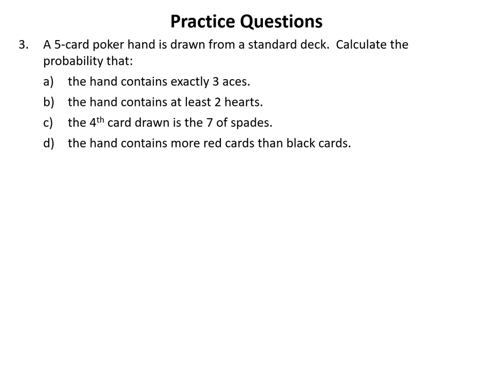Question 3. A 5-card poker hand is drawn from a standard deck. Calculate the probability that A, the hand contains exactly 3 aces; B, the hand contains at least 2 hearts; C, the 4th card drawn is the 7 of spades; and D, the hand contains more red cards than black cards.